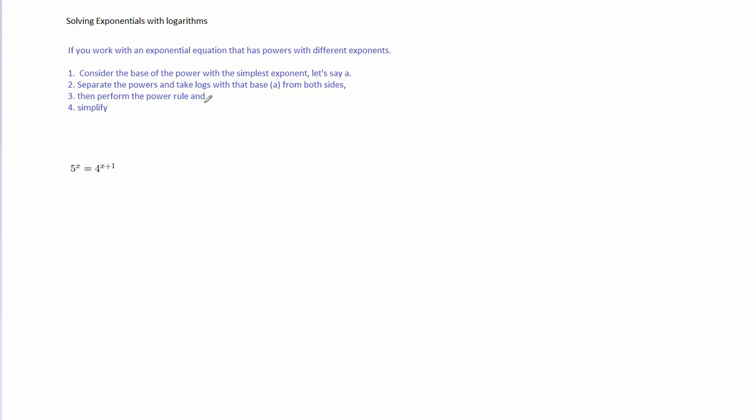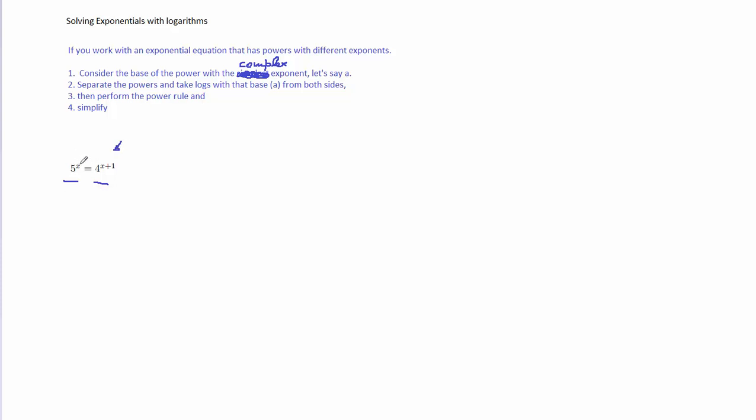We will continue working with exponential equations here, but they are slightly different. As you can see, the equation that I have chosen has powers on both sides, but the bases of those powers are different. So what I want to do is consider the base of the power with the complex exponent. You are using the most complicated one, and definitely in this case it is this one.